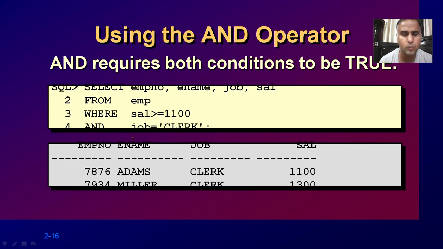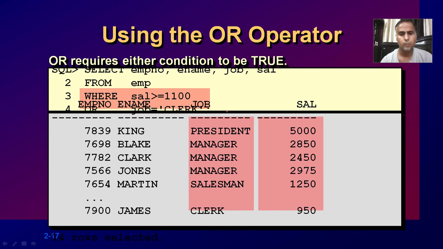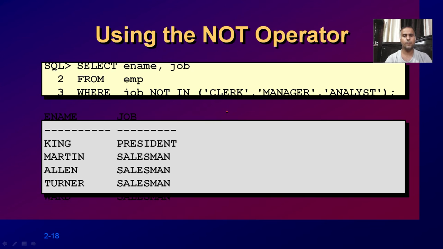If both conditions are true, then it will print the records, like where sal greater than or equal to 1100 and job equals to clerk. So empno, ename, job and sal, based on this we will get the result. Same way you can use the OR operator, sal is greater than 1100 or job equals to clerk. So we will get the result.